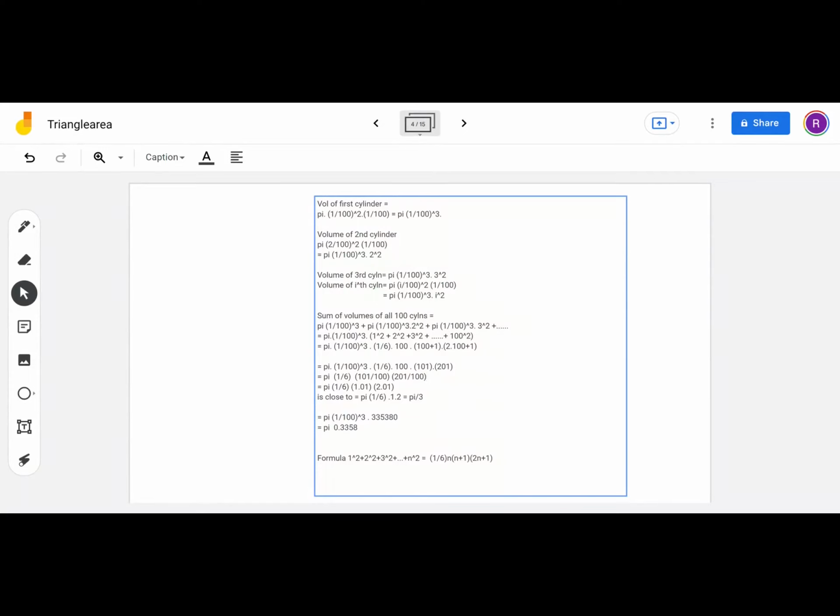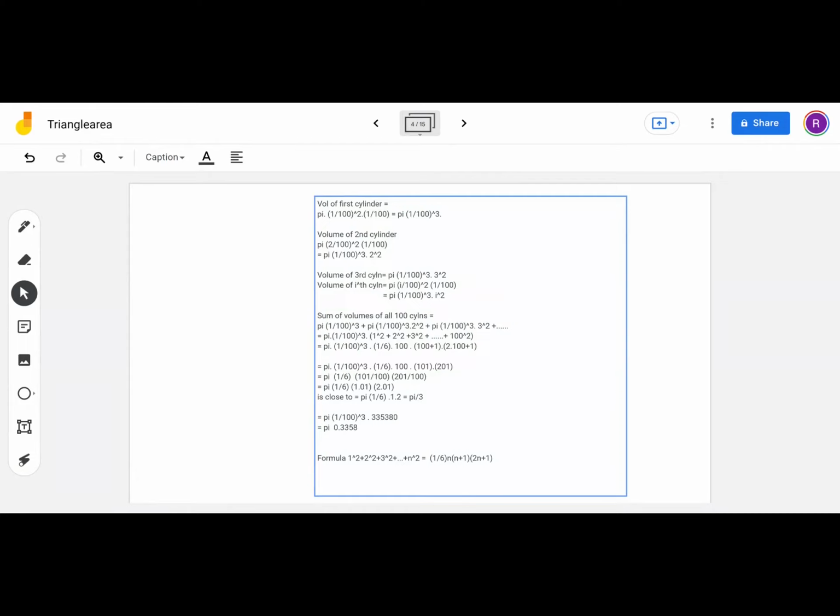So, sir, 1.01 is nearer to 1 and 2.01 is nearer to 2. So we have in the numerator now pi into 1 into 1.01 is nearer to 1, so it is 1, and 2.01 is nearer to 2, so it is 2. So, sir, we will get in the numerator 2, sir, and in the denominator we will have 6. When we simplify it, we'll get 1 upon 3, sir, and pi into 1 will be pi and the denominator will be 3, sir. So it is closer to pi upon 3. Yes, good. Thanks. That's correct.